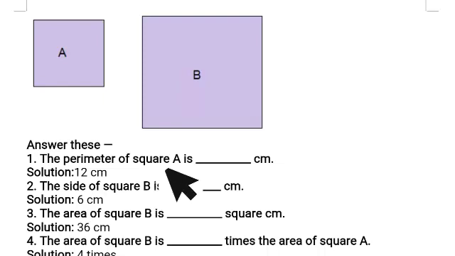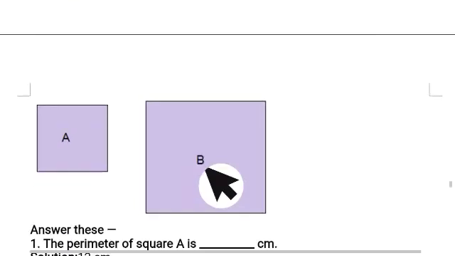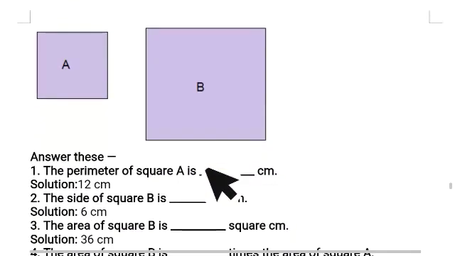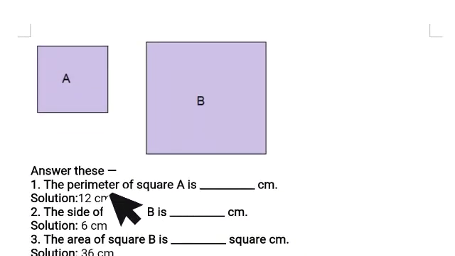So what will be the perimeter of square A? The perimeter of square A will be 12 centimeter. Why? Because we are making 9, so 3 here and 3 here, 3 centimeter length and 3 breadth. So 3 plus 3 plus 3 plus 3, adding 3 four times, means 12 centimeter. That will be the perimeter of square A.